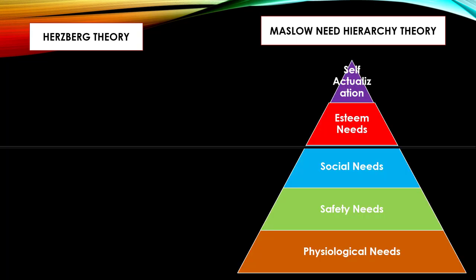Now this is Maslow's need hierarchy theory. We know that in Maslow's need hierarchy theory, there are 5 needs and the lowest level need is physiological needs. I have discussed the entire Maslow's need hierarchy theory in my previous video. So in case somebody has any doubt, they can go there for reference.